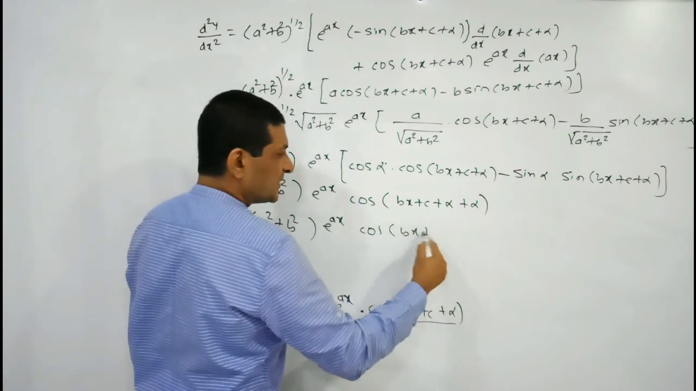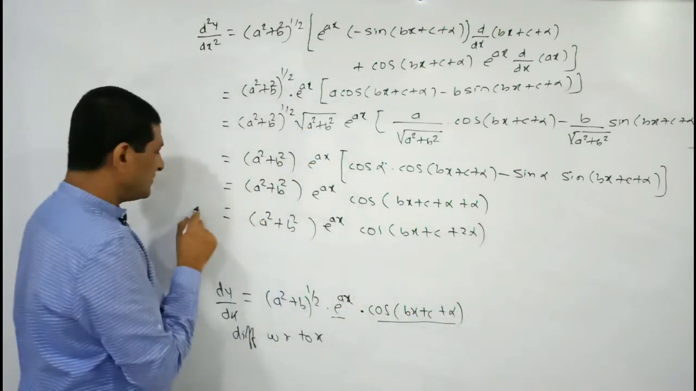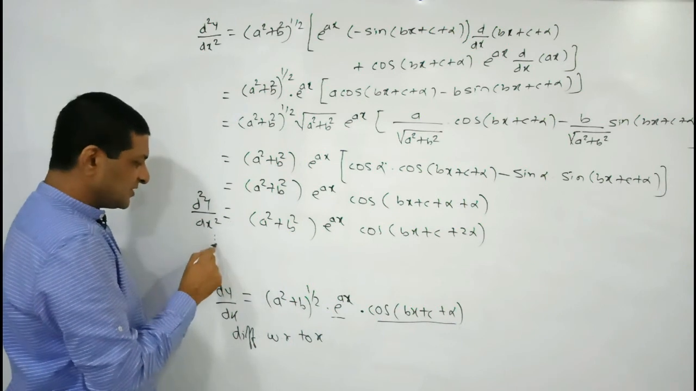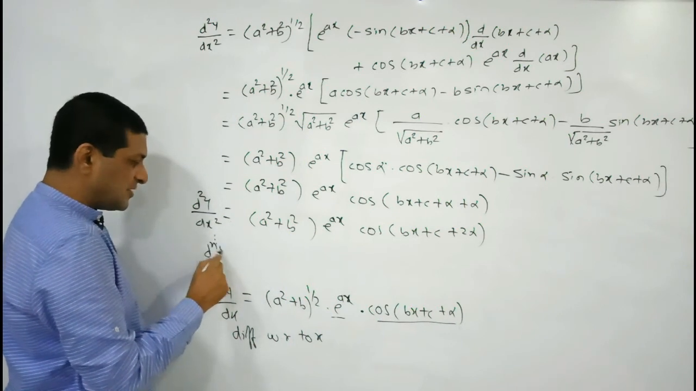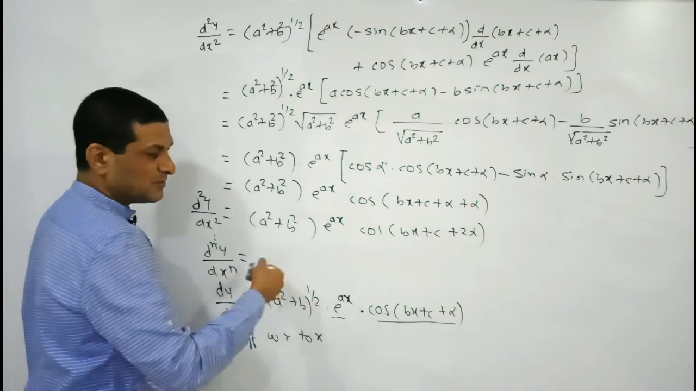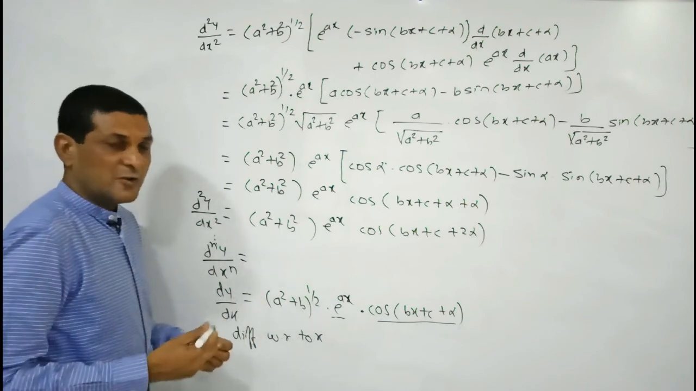of bx plus c, alpha plus alpha will be 2 alpha. In this way we have got the value of second order derivative d2y upon dx square. Observing this, we will now try to find out the value of nth order derivative. Okay, so directly, by observing the first order and second order, we are trying to find out the value of nth order.